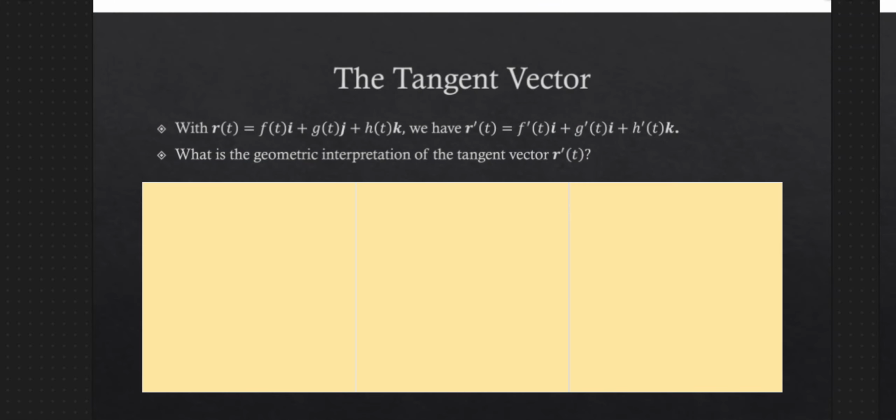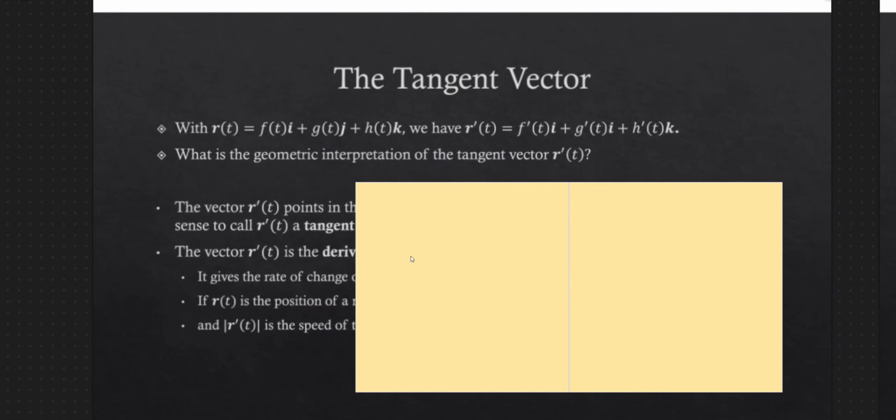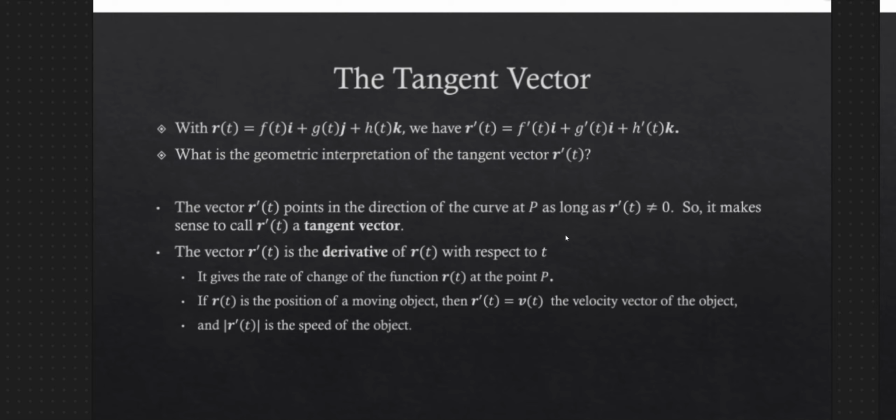Let me jump back here and just uncover these guys. So just kind of going over what I just said: the derivative points in the direction of the curve. Oh, here's a little caveat. What if the derivative comes out to be 0? Well, then we're talking about the 0 vector, which doesn't have a direction.